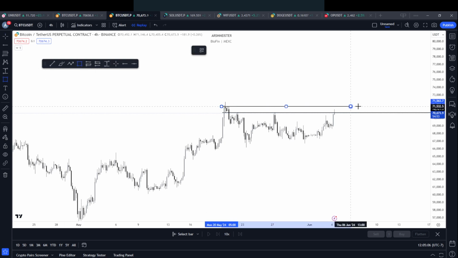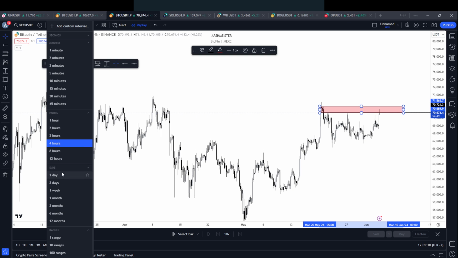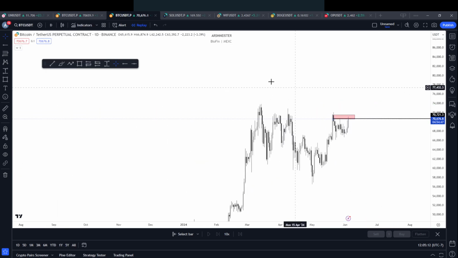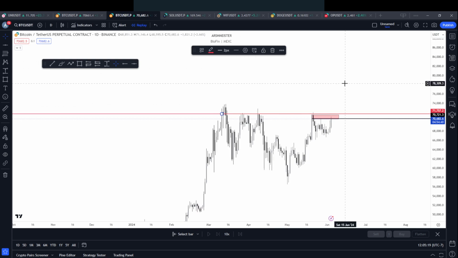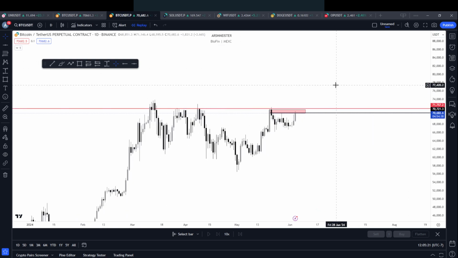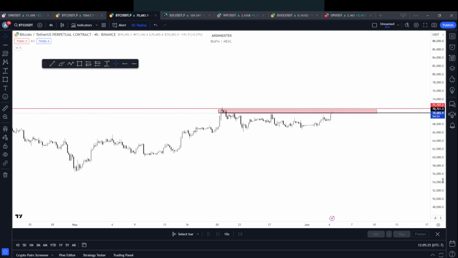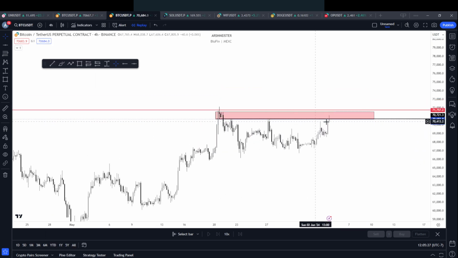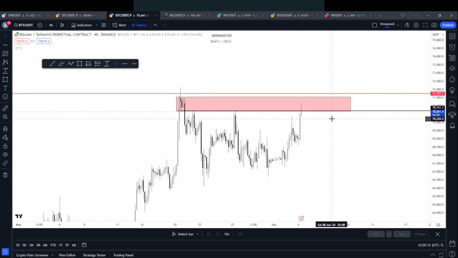This was supply on a 4-hour time frame. We go to a higher time frame. We have clear resistance here. Okay. So if this 4-hour closes below this line here, then there is a possibility of a short that you guys can take.